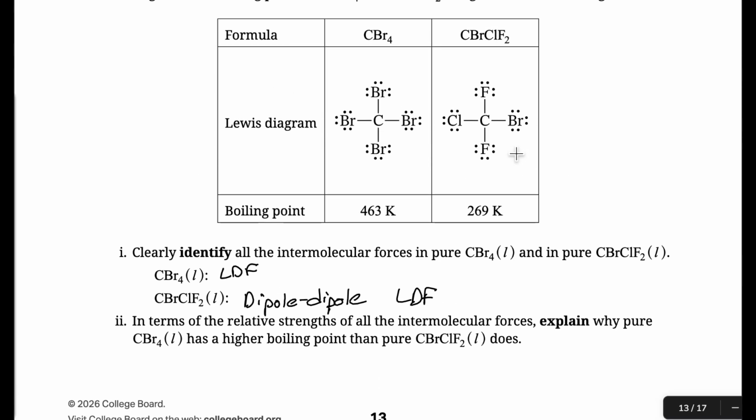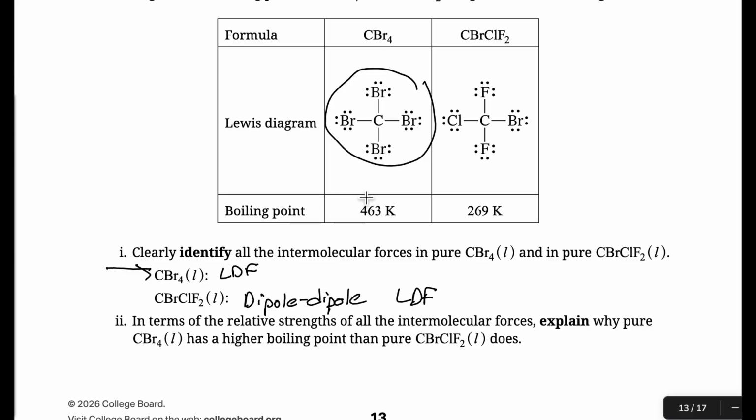Part 2 says, in terms of the relative strengths of all IMF forces, explain why pure CBr4 has a higher boiling point than pure this does. So even though this molecule has dipole-dipole, which is technically stronger than LDF, the LDFs in this molecule are super strong because all of the atoms here, all the Brs, have tons of electrons and they're big, meaning that they're polarizable.